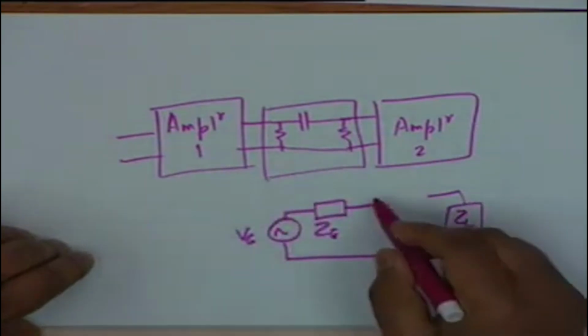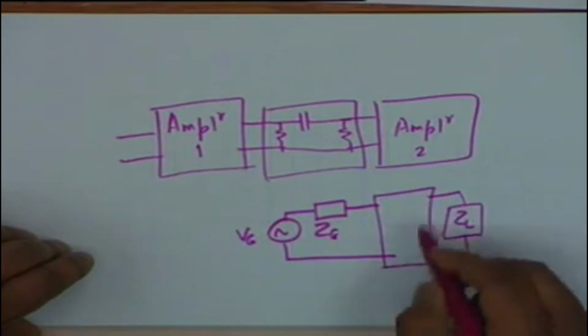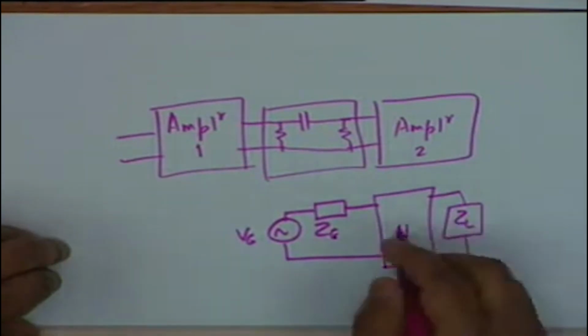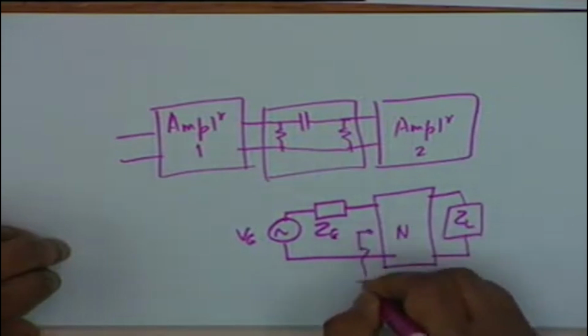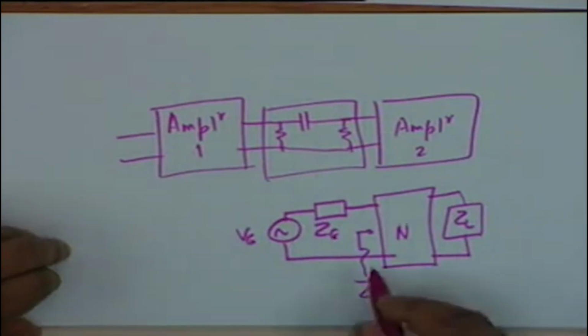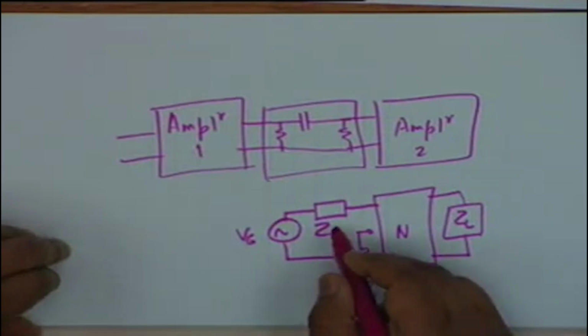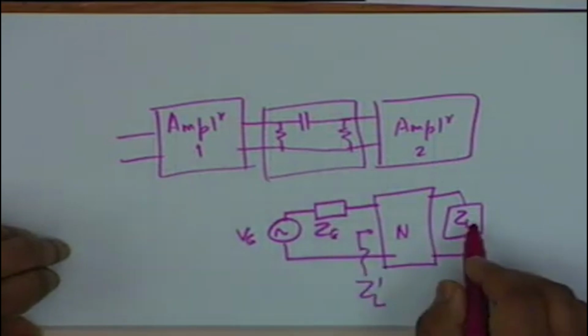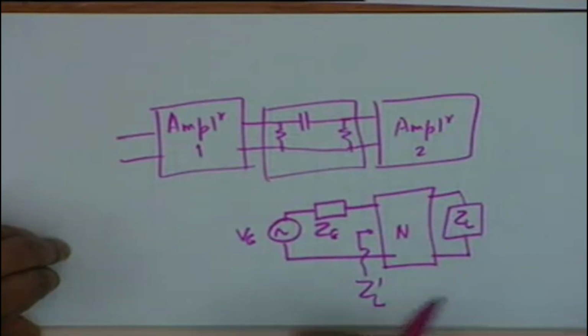If this is not true, then what you do is you insert a network N, a two port N, to achieve the effective impedance here, which we call ZL prime. You have to achieve ZL prime equal to the complex conjugate of Z sub G. Then you make sure that ZL shall receive the maximum available power.